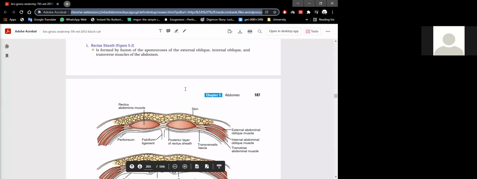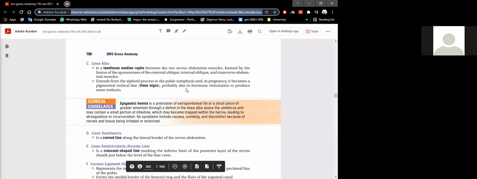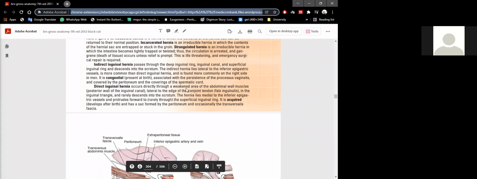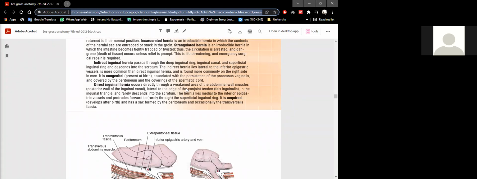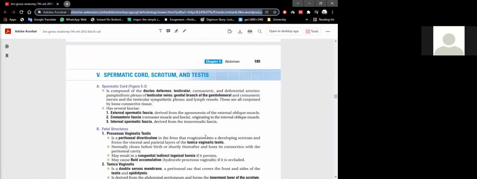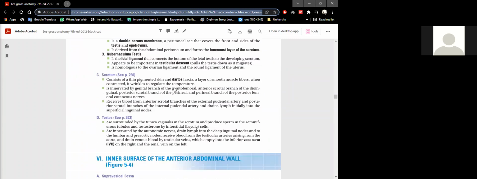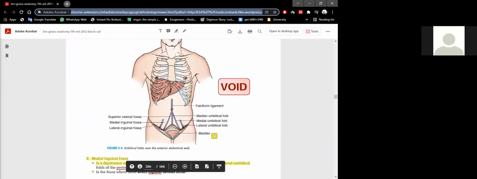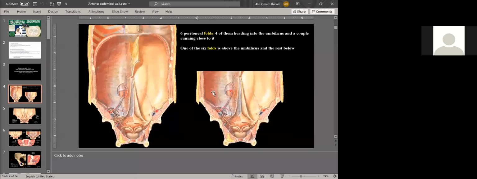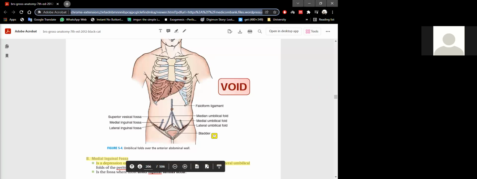Where is the image that I wanted to show? It's page 190 right here. So this image is what the doctor was talking about, but this is a bit more clear. There are six folds he mentioned: 1, 2, 3, 4, 5, and 6.